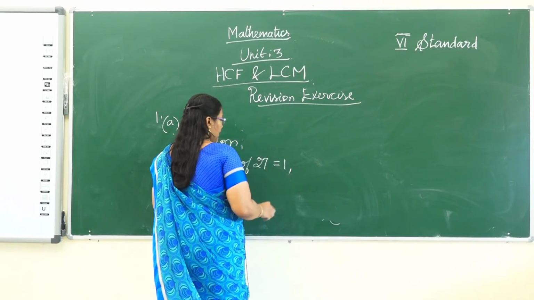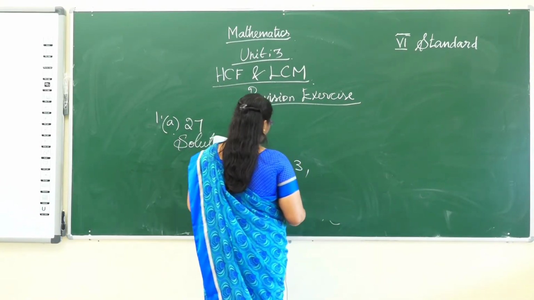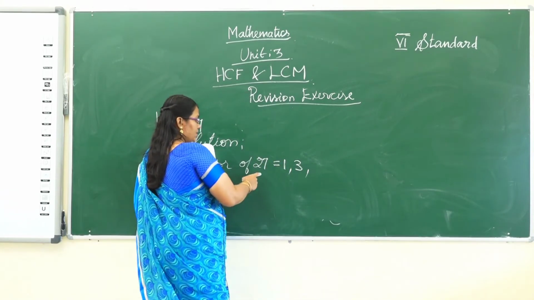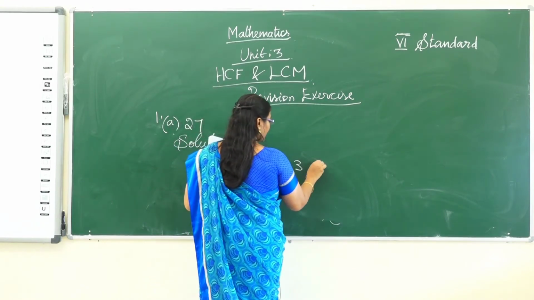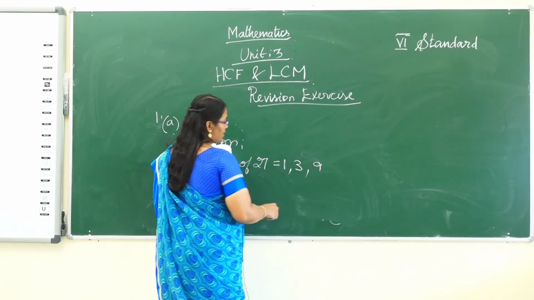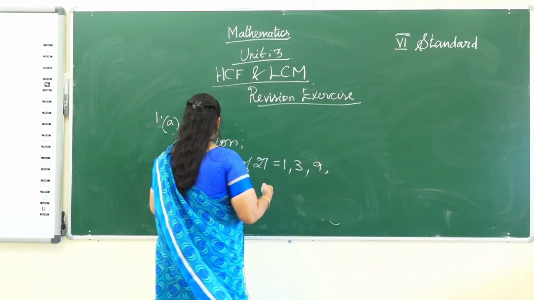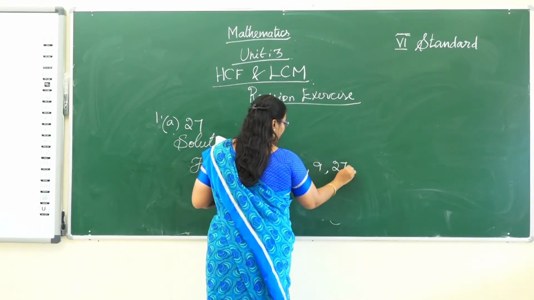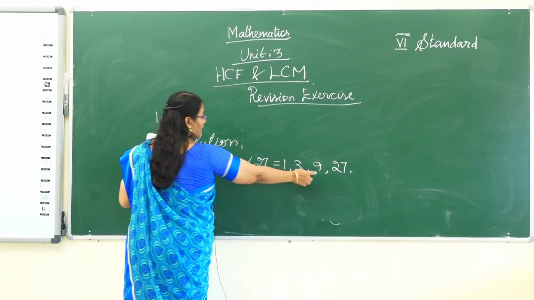And then 3 table. And then 4 is not possible. 5 is also not possible. And then 6, 7, 8, 9 table. 9 3s are 27. Okay. And then 10, 11, 12, otherwise it's not possible. And finally 27 table. So what are the factors for 27? 1, 3, 9 and 27.